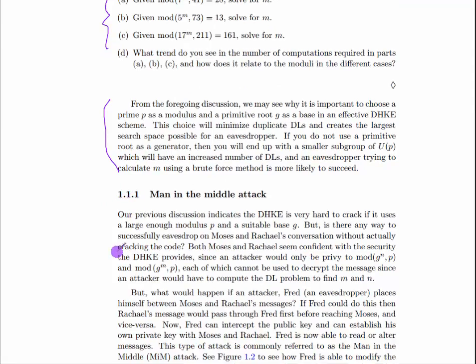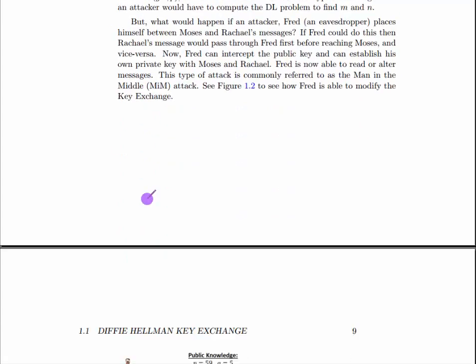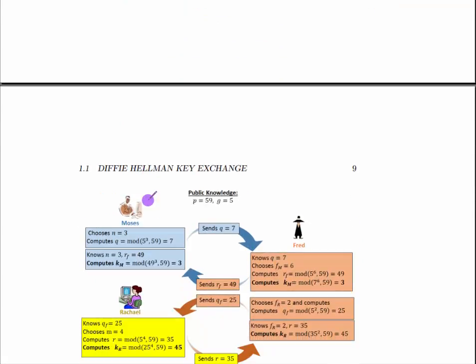Now, one problem with this scheme is you may have someone that doesn't just eavesdrop, but they may modify your message. So let's look down here and see what happens. Suppose this guy Fred, he's in the middle between Moses and Rachel. He's sniffing their internet, and what he does is he's in between the two, and Moses thinks he's sending directly to Rachel, but in fact he's sending through Fred. Fred is changing the information that Moses sends.